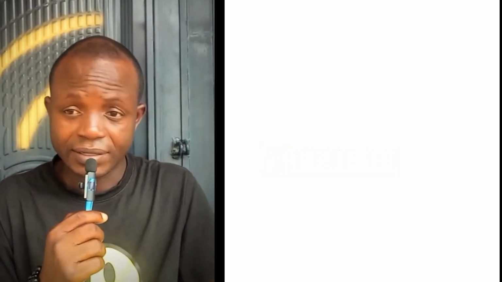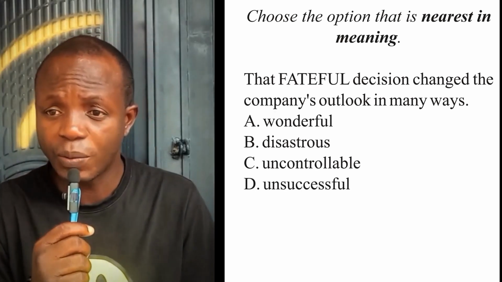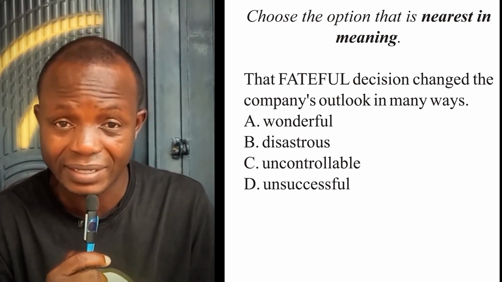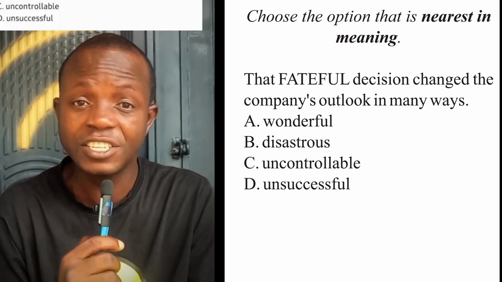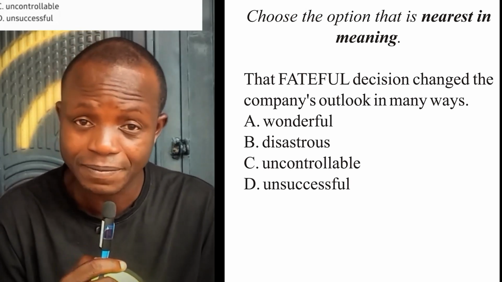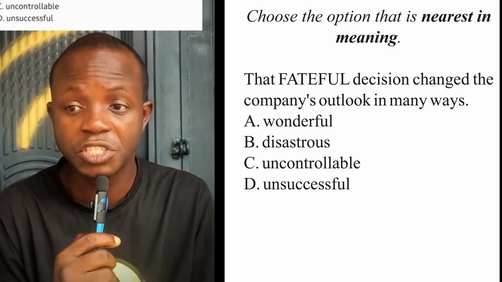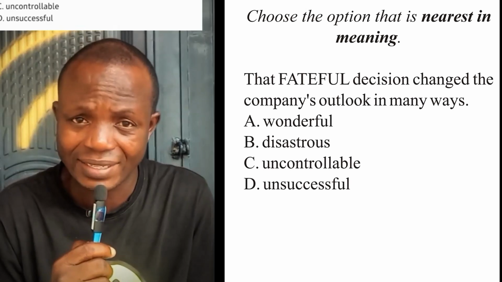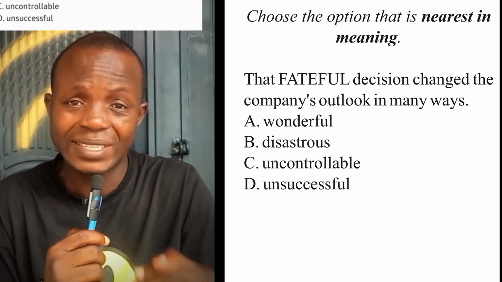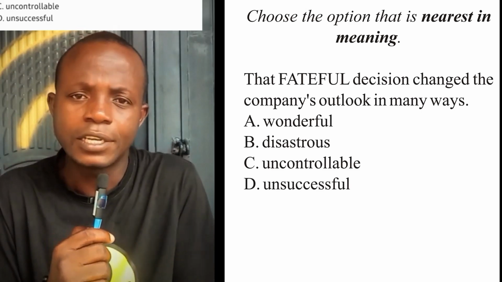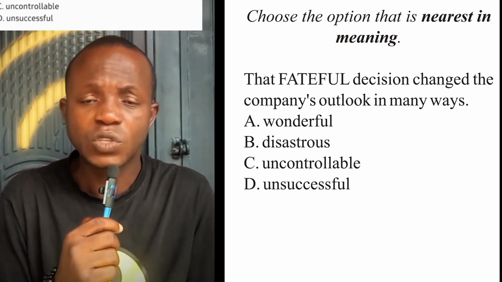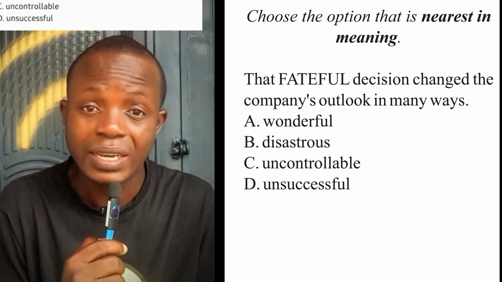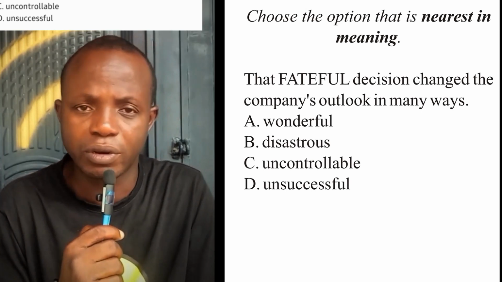The first question, the instruction on the question says, choose the option that is nearest in meaning. That fateful decision changed the company's outlook in many ways. Fateful is in capital letters, so we are looking for the option that is nearest in meaning, or the one that has the same meaning as fateful. Option A, wonderful. Option B, disastrous. Option C, uncontrollable. And option D, unsuccessful.